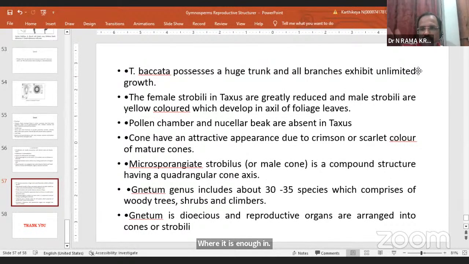Gymnosperms, lastly, I'm just giving it briefly: gymnosperms are heterosporous plants. In gymnosperms, micro and megasporocytes undergo sporogenesis followed by gametogenesis. Male and female gametophytes develop from micro and megasporangia.